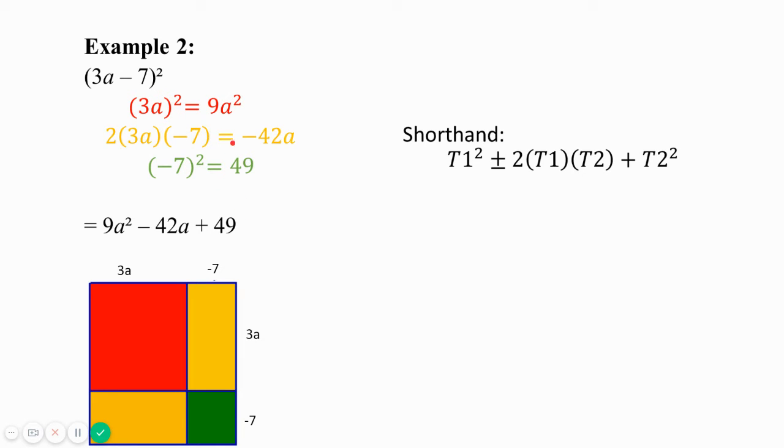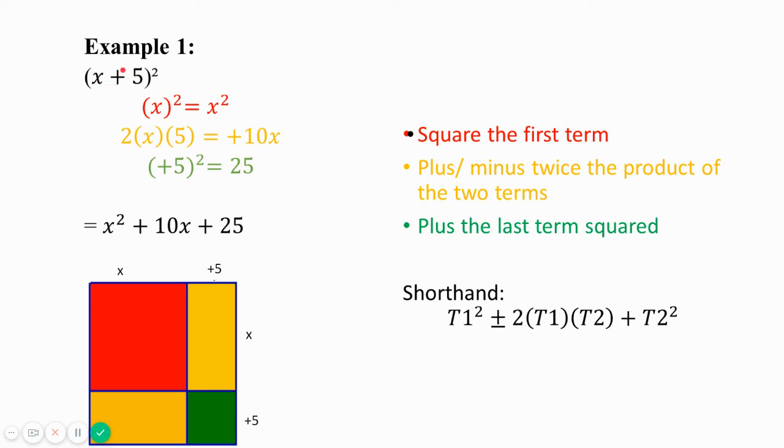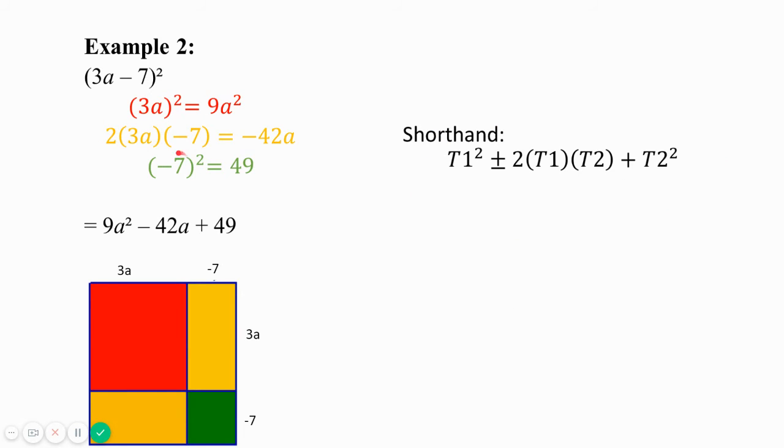Now, I'm going to show you something about the signs in a moment. So don't copy this example. But look what happened here. This is a plus. And so when I find twice the product of them, x times 5 is 5x. Double that is 10x, but it's positive because this is positive. And when I find the last term squared, it's always plus, because positive 5 squared is positive 25. In this example, negative 7 squared is still positive 49, and negative times a negative is a positive.